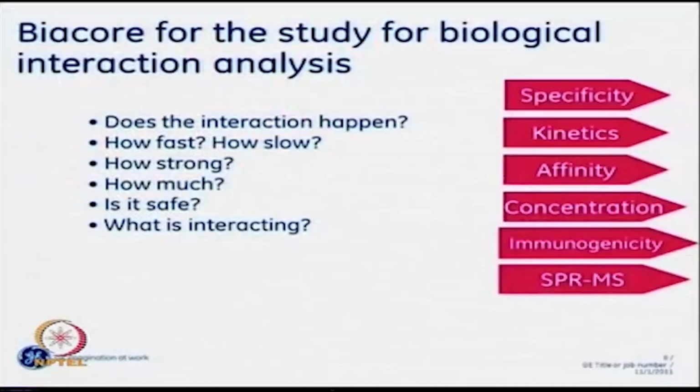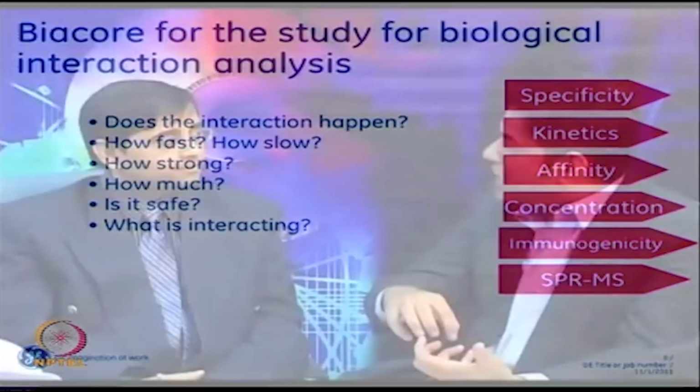The second question you ask is, how fast is the interaction or how slow is the dissociation? The third question that you ask is, how strong is the interaction? So what is the affinity of the interaction? The fourth question you ask is, how much of the analyte is there? Right. Which means, what is the concentration of this analyte? Sometimes in drug industry you ask, is this interaction a safe interaction or not? And sometimes if you have a heterogeneous analyte and you see that the binding is happening, you want to ask, what is it that is binding? Because there are too many components in this analyte. So what is it that is specifically binding? Right. And these are the different things that you can do with Biacore.